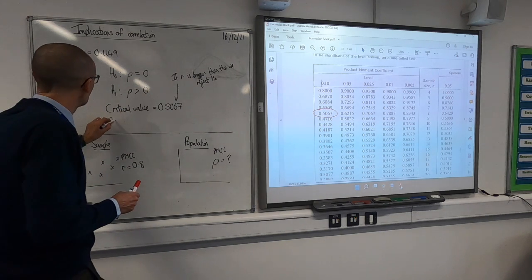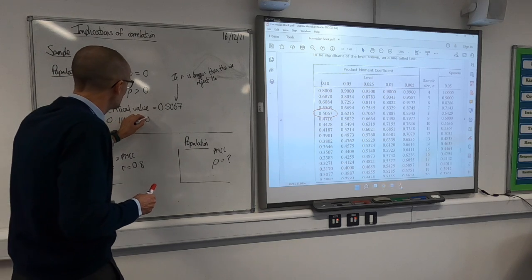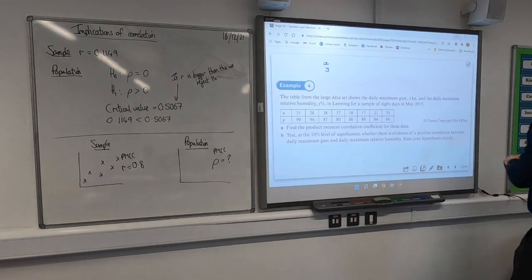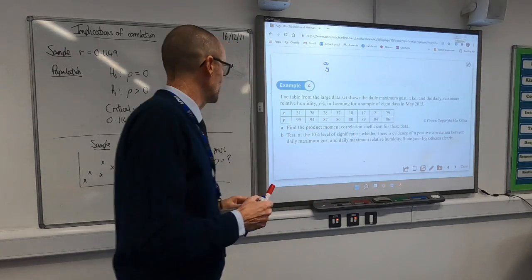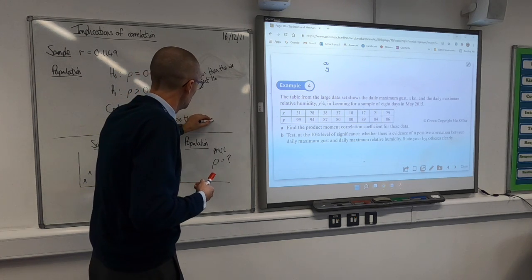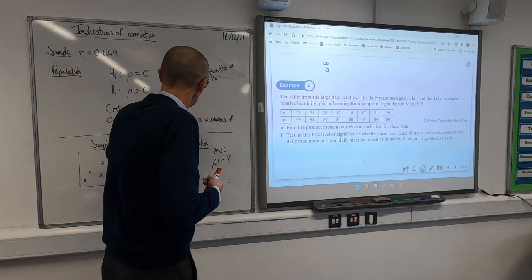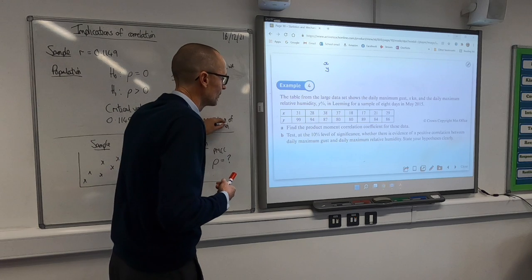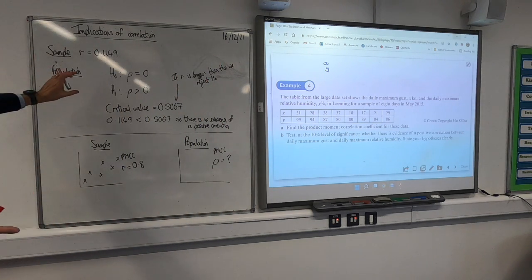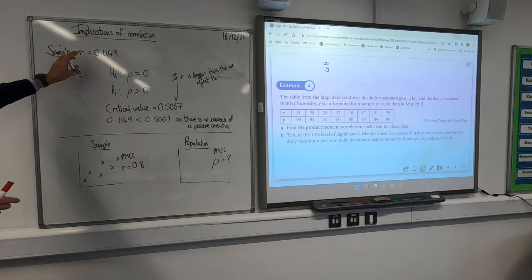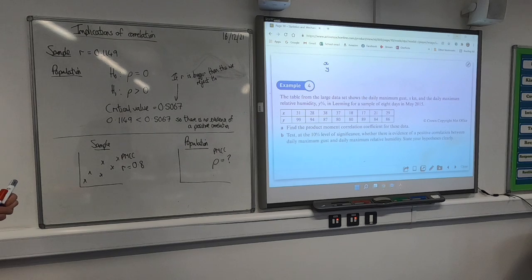As it is, 0.1149 is clearly less than 0.5067. So let's return to the question. We're looking for evidence of a positive correlation. So there is no evidence of a positive correlation. So we have stated our hypotheses, we have found the critical value, we've compared it with our value of R, which is the sample correlation coefficient, and it wasn't big enough, so we have no evidence.